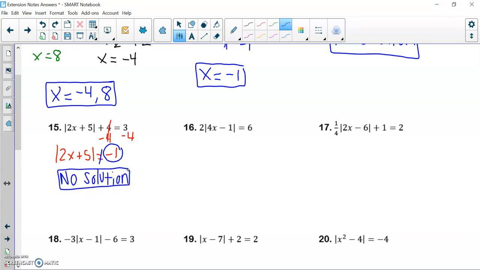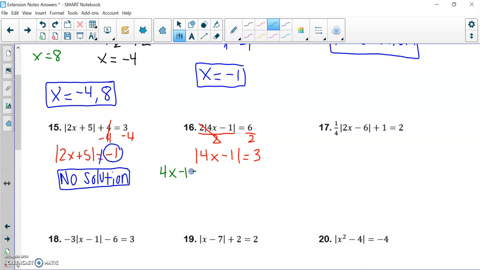Moving on to number 16. Remember, absolute values are not parentheses, so we cannot distribute that 2 in. Instead, to get the absolute values isolated, that 2 is being multiplied by the absolute values, so we want to divide by 2 on both sides. So now, I'm going to have the absolute value of 4x minus 1 is equal to 3. Now my absolute values are isolated. Since they are isolated and set equal to a positive number, we will have 2 solutions.